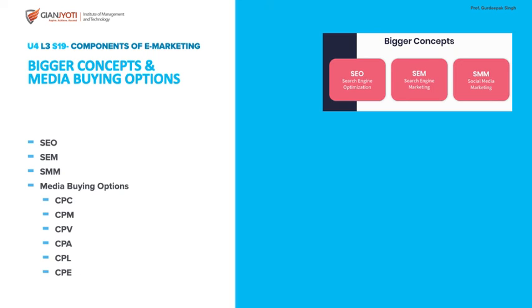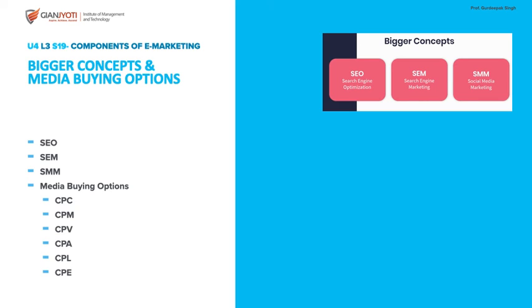Some of the other concepts which we use are bigger concepts which we will be going into in detail, although we have covered social media marketing. We'll be talking about search engine optimization for organic growth, and we'll also see how we can do search engine marketing, SEM. So these are the three concepts that we use in digital marketing.